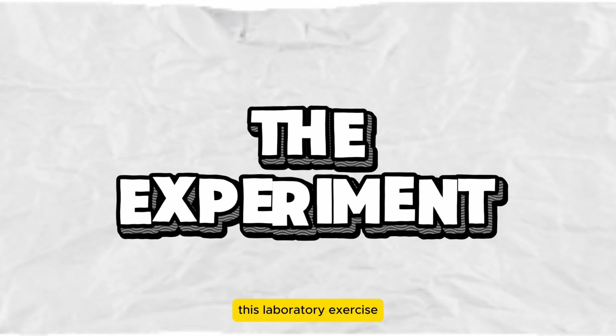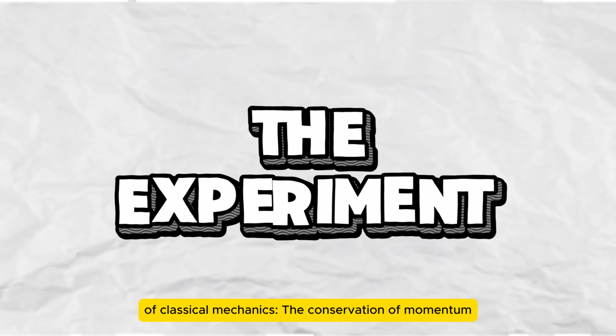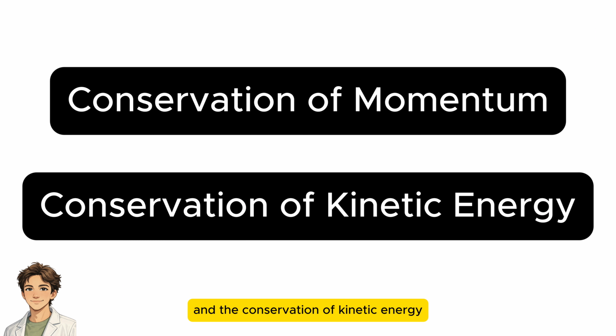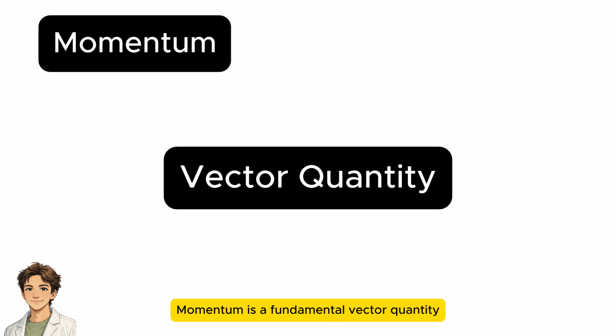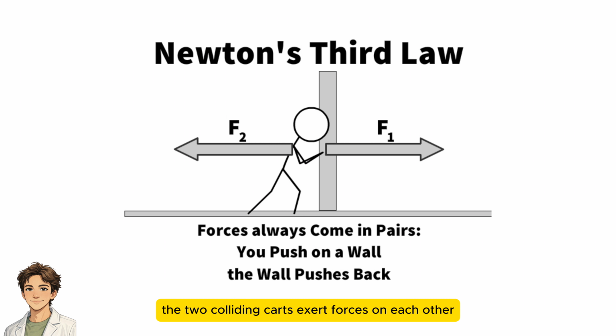This laboratory exercise is founded upon two essential principles of classical mechanics, the conservation of momentum and the conservation of kinetic energy. Momentum is a fundamental vector quantity defined by an object's mass multiplied by its velocity. The core principle governing collisions comes from Newton's third law. The two colliding carts exert forces on each other that are equal in magnitude but opposite in direction.